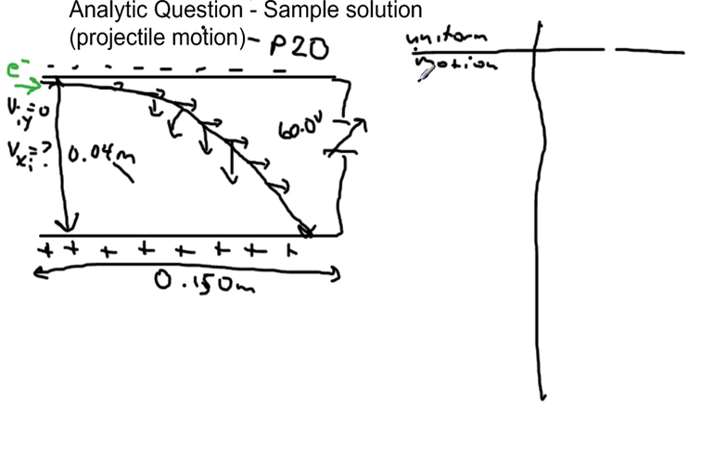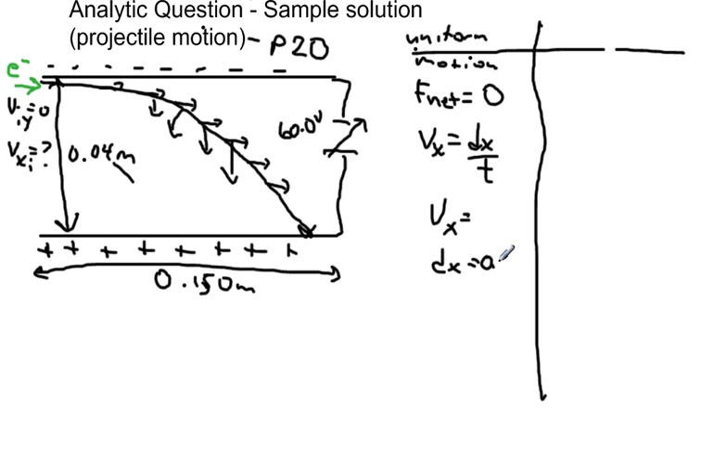For uniform motion, your net force is 0, so it's balanced. There are no forces pushing or pulling this horizontally. The equation that applies is the one for uniform motion, which you looked at in Physics 20: Vx equals dx over t. Remember, these have to be in the same plane, and then the time that it takes. The question is asking us to find that x velocity. The x distance it travels is 0.15 meters, and the time is not given in the question.